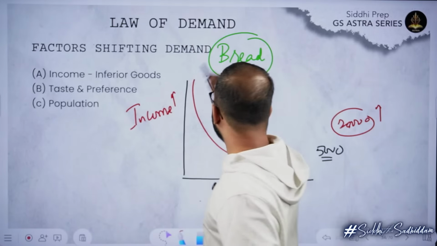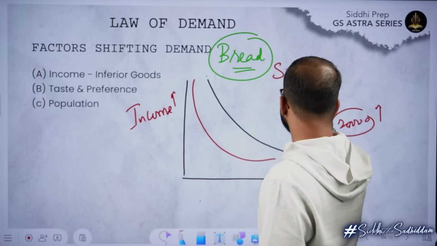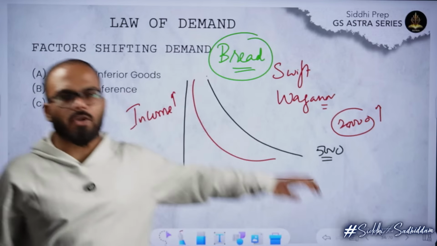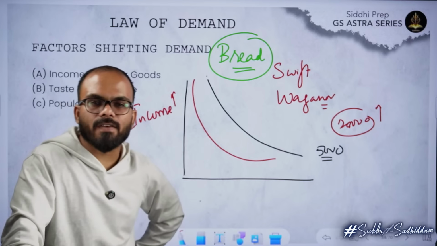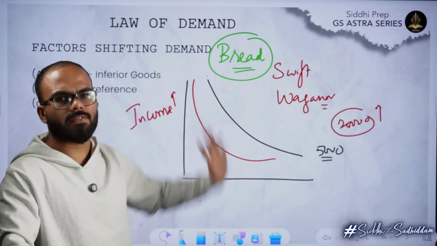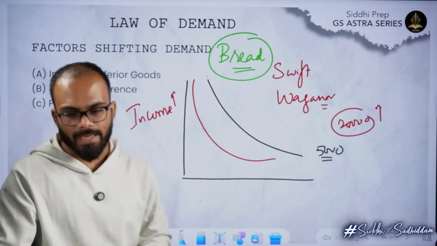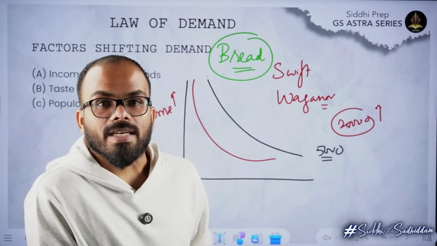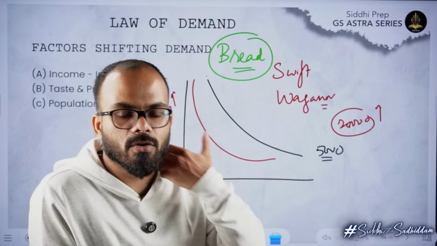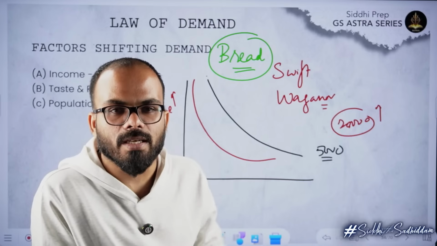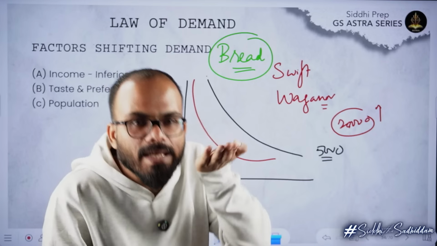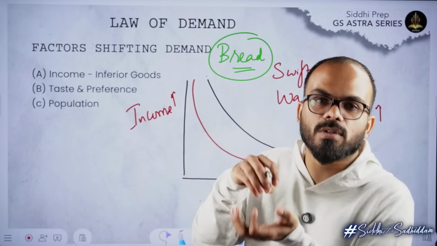For example, automobiles such as Swift, Wagon R. Earlier, there was a lot of demand for Wagon R. People were not thinking about the safety of the automobile. But today, in 2026, people understand the safety requirements. People understand that you can't travel in a tin can. It could be your mistake, it could be someone else's mistake, but you will get crumbled ultimately. So as income levels of people increase, the demand for some goods falls down.